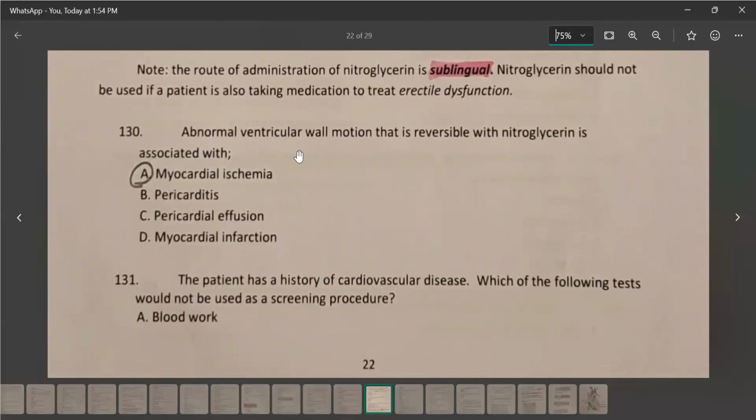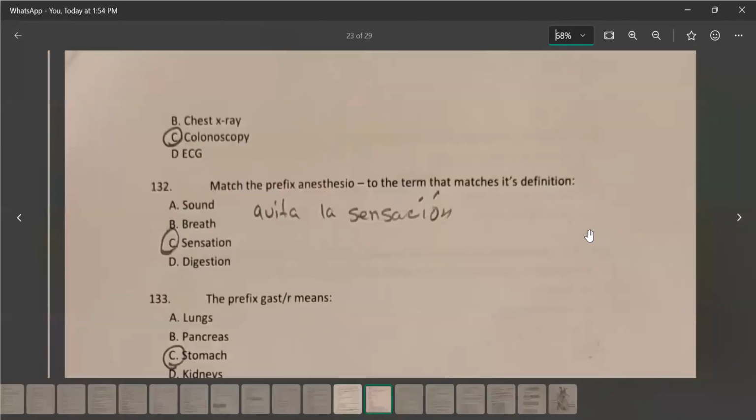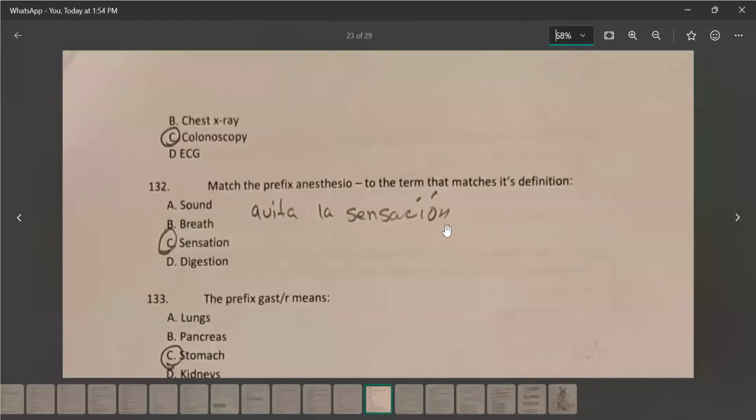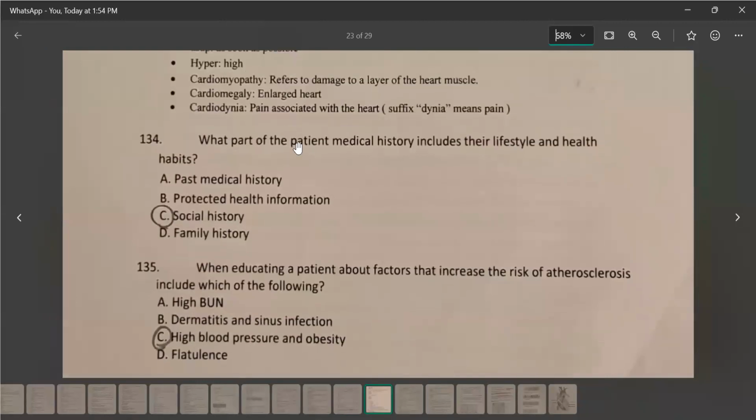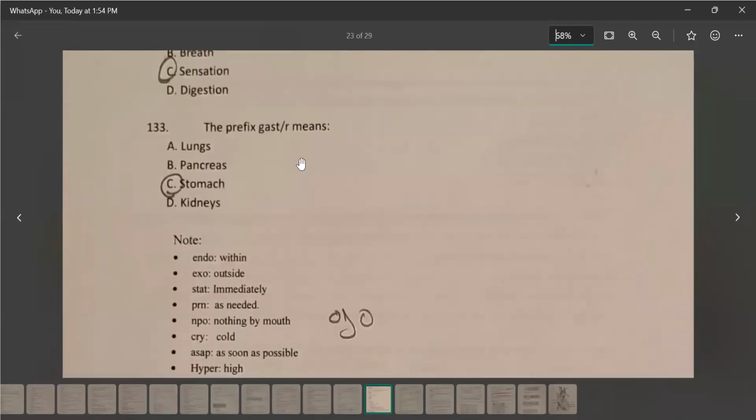Abnormal ventricular wall motion that is reversible with nitroglycerin is associated with myocardial ischemia. The patient has a history of cardiovascular disease. Which of the following tests would not be used as a screening procedure? Colonoscopy. 132, match the prefix anesthesio to the term that matches its definition. Sensation. 133, the prefix gastr means stomach.